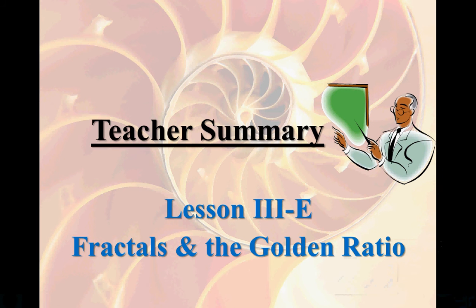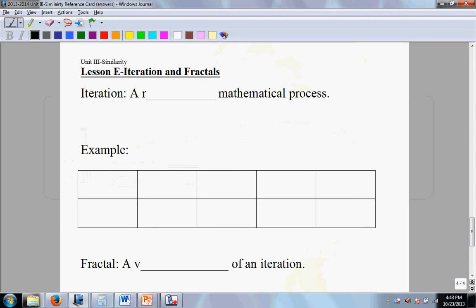Students, this is a teacher summary for Unit 3, Lesson E, dealing with fractals and the golden ratio. On your reference sheet, there are two really important words you need to be comfortable with by the end of today's lesson. One is called an iteration, the other one is called a fractal.